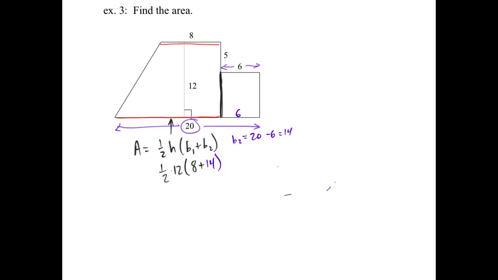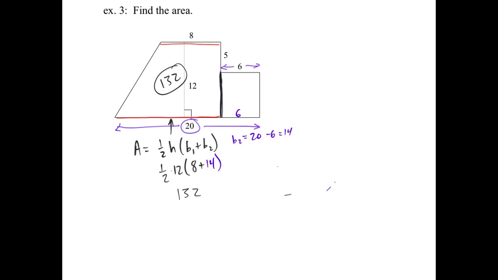So I have half of 12 times 8 plus 14. Anybody have that punched in yet? 22. So 6 times 22. 132. I love it. So 132 right here. That's the best number to go.